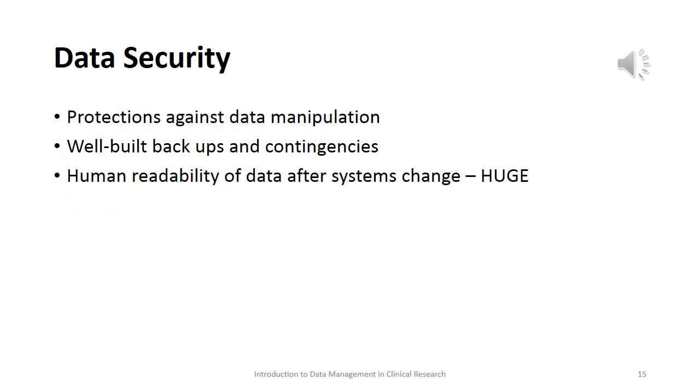So we want to have data security, which are going to be protections against data manipulation. So we don't want just anybody being able to go in there and make a change to a specific piece of data. We want well-built backups and contingencies in case we run into a problem. Then finally, we need human readability of data after systems change, and this is huge. As I mentioned earlier, this is part of the FDA regulation. 21 CFR Part 11 requires that any data that's in there needs to be human readable, so we know what it is, who entered it, who changed it, all of that.